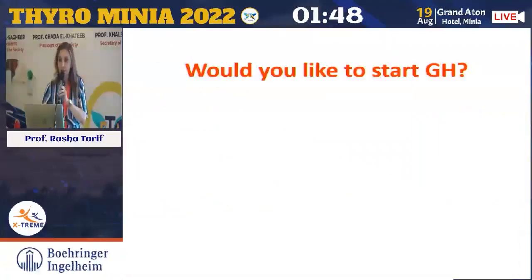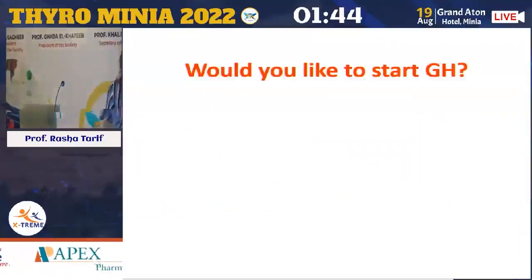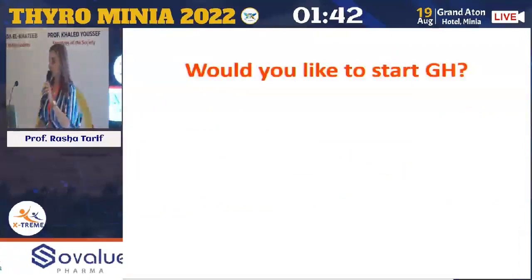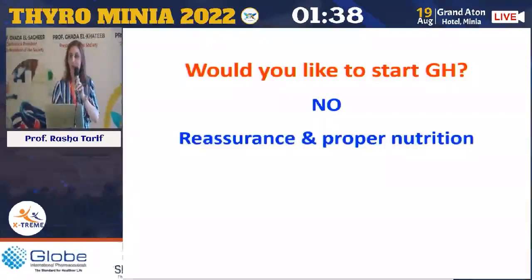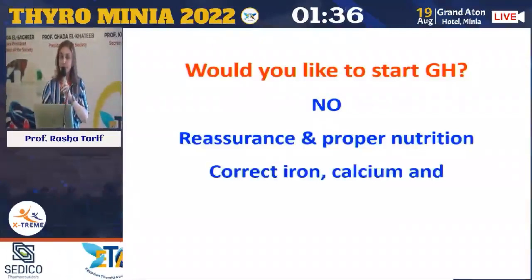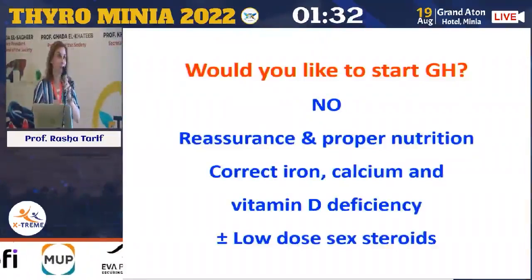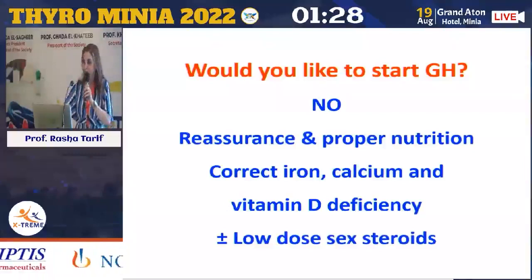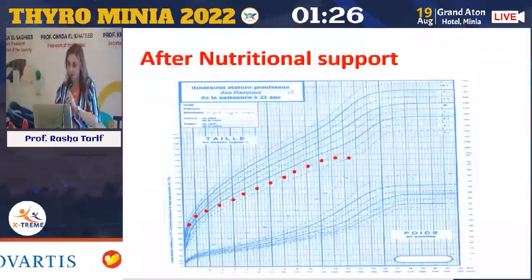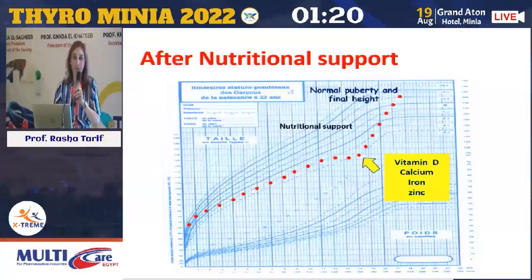Now, would you like to start growth hormone? Who would give growth hormone to this boy? Growth hormone is not the treatment here. We have to do reassurance, proper nutrition, and correct iron, calcium, and vitamin D deficiency. Sometimes we give a very low dose of sex steroid to initiate the growth spurt to improve the final height. And this is what we did here. The child caught up in his height, and let me tell you, he's taller than his father now.